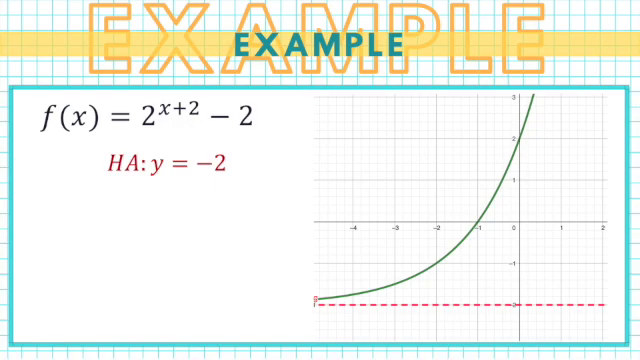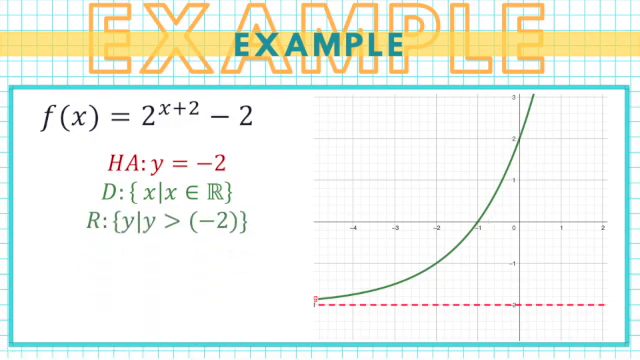Now for the domain, again, the domain is the set of real numbers. And then for the range, you can see that the graph has its points above negative 2. Therefore, the range is y such that y > -2.